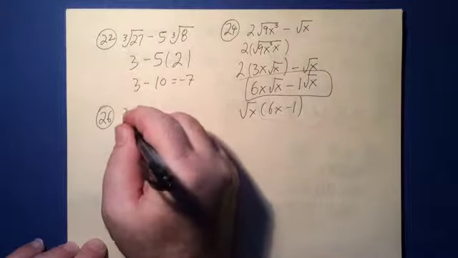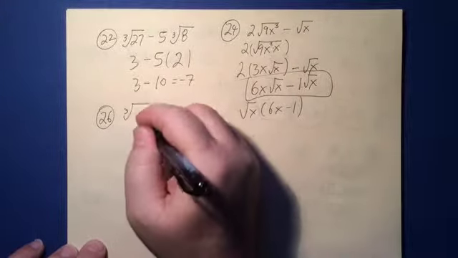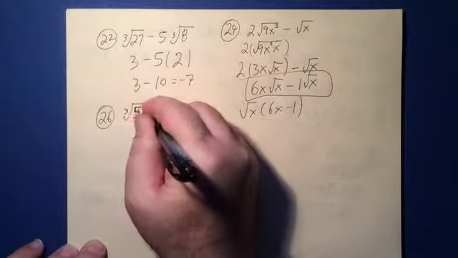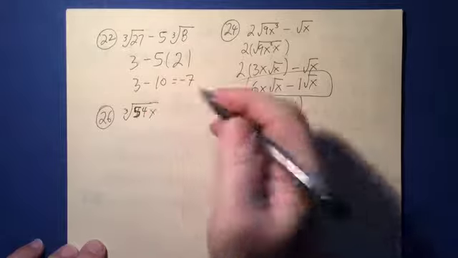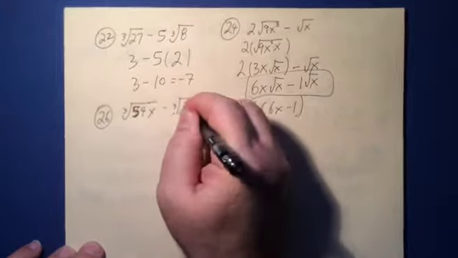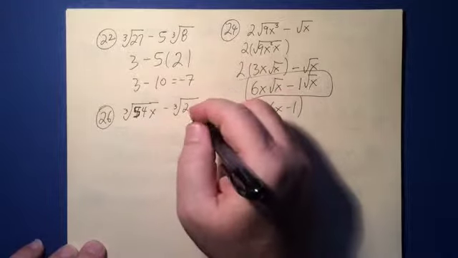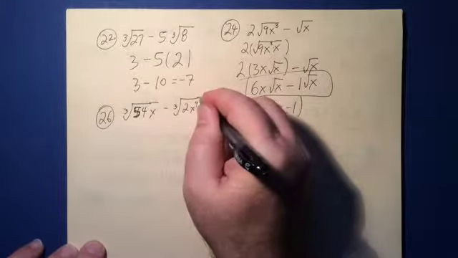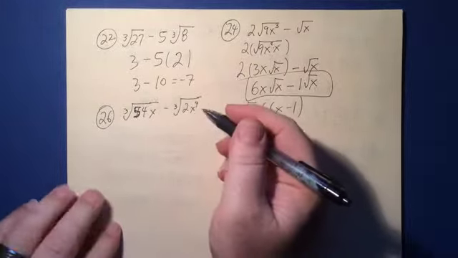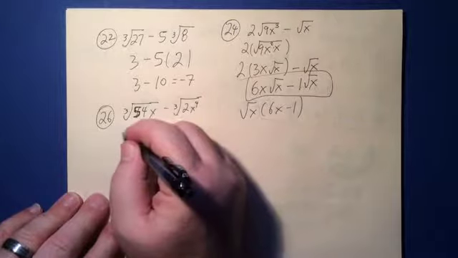So 26, we have the third root of 54x minus the third root of 2x to the fourth. So here we're looking for things that are perfect cubes. And we're going to try to reduce this the best we can. So let's just go under here.